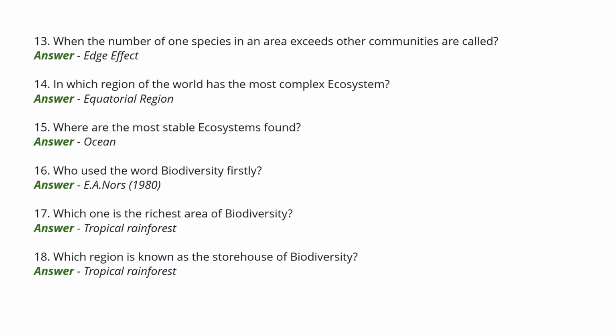Next question: which region of the world has the most complex ecosystem? It is the equatorial region. The equatorial region has the most complex ecosystem. An example of a most complex ecosystem is the tropical rainforest. These grow in the equatorial regions, for example the Amazon rainforest.